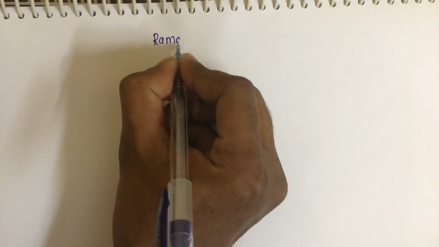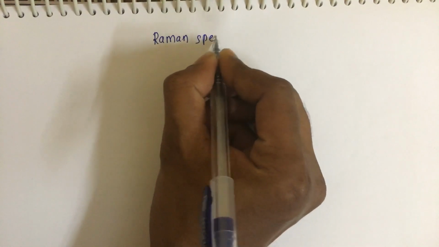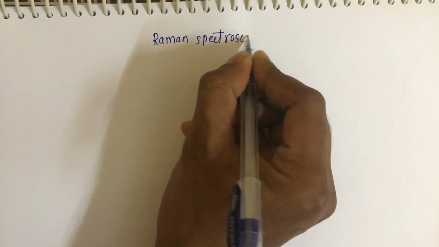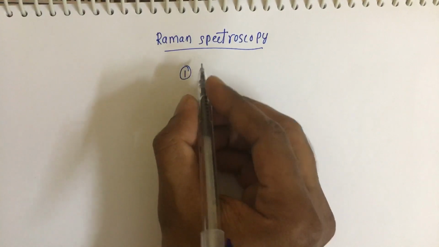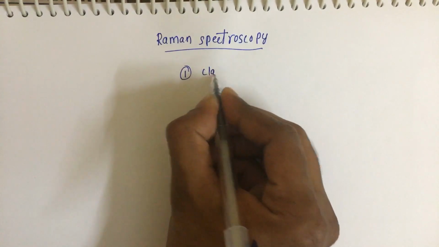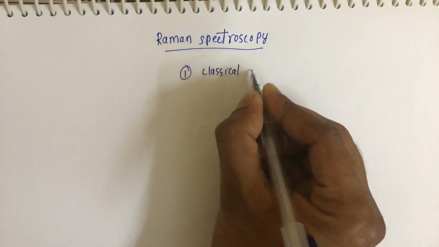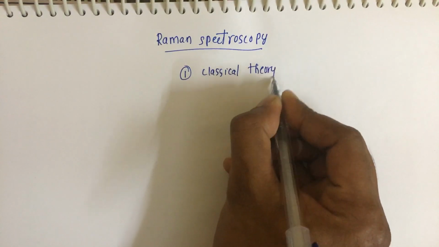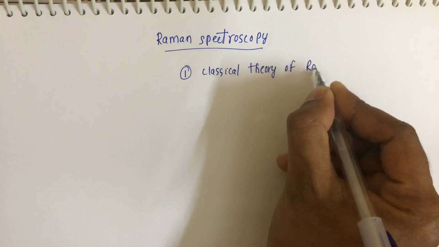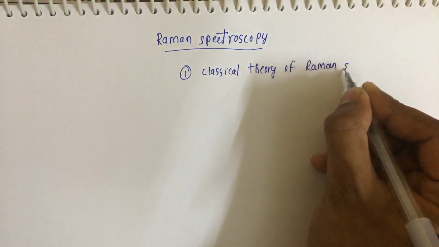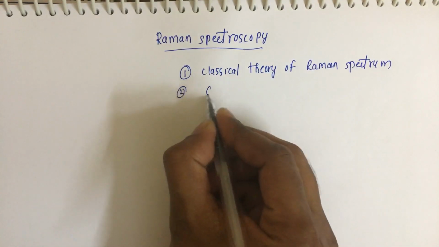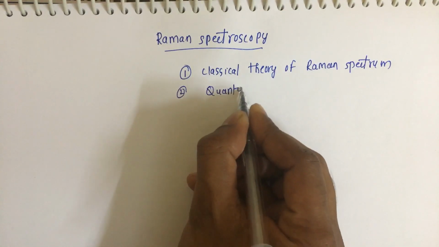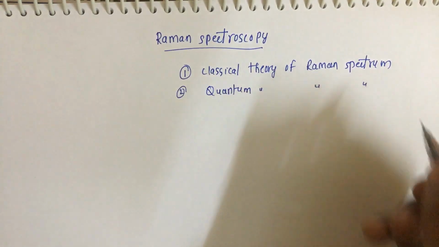So today's topic is Raman spectroscopy. So there are two important theories we have here. The first one is classical theory of Raman spectrum. The second one is quantum theory. So we are going to talk about these two theories for today.